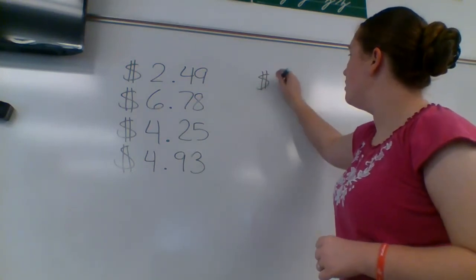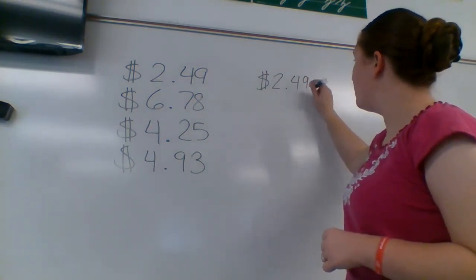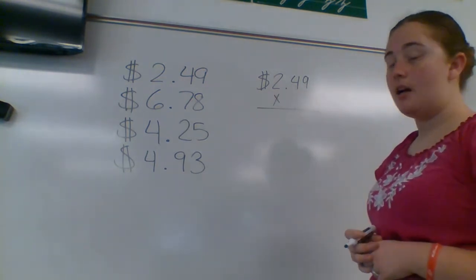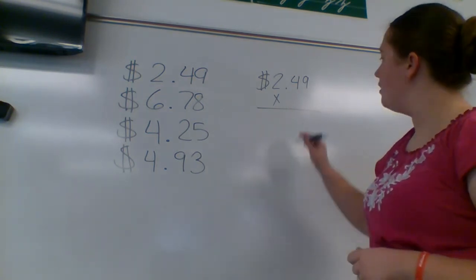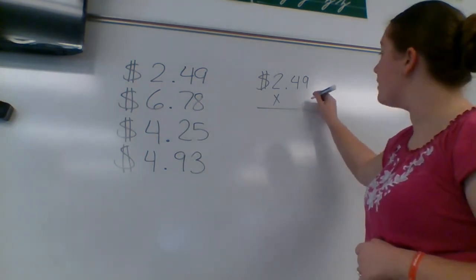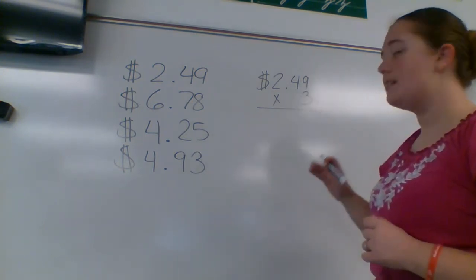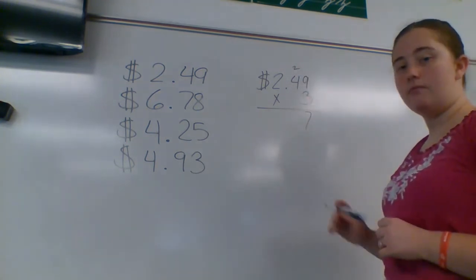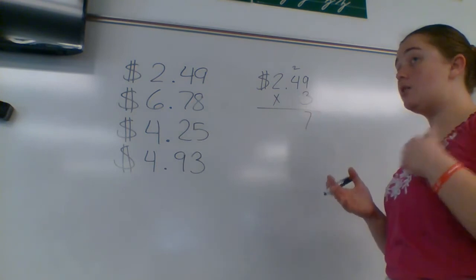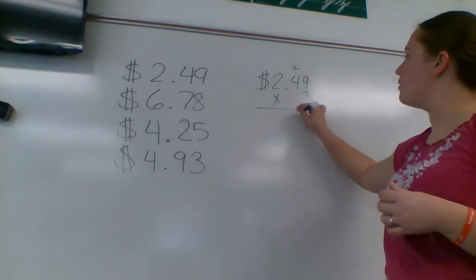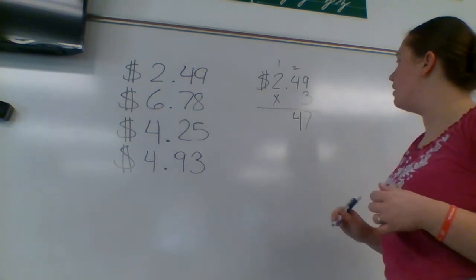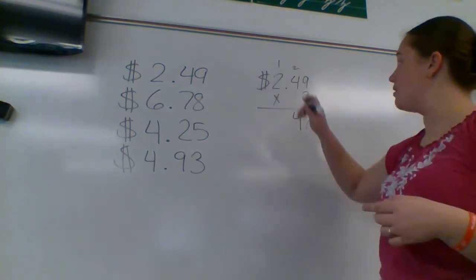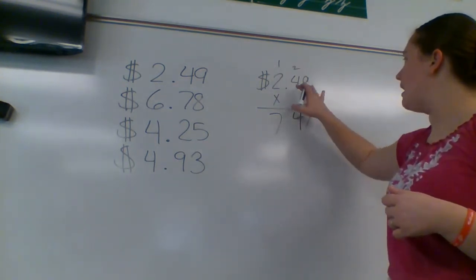So let's leave this $2.49 up here, and we're going to multiply it, because that's what that word per means. Multiply it by what? Right, by 3, because she bought 3 pounds of it. So we have 3 times $2.49. Let's go and do that. 3 times 9 is 27. Carry the 2. 3 times 4 is 12. Plus the 2 is 14. Carry the 1. 3 times 2 is 6. Plus the 1 is 7. And I have my decimal point right here.